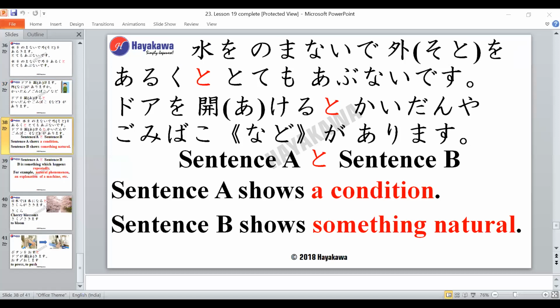So, Mizu o nomanai de soto o aruku to totemo abunai desu. And then Doa o akeru to kaidan ya gomibako nado ga arimasu. So, sentence A to sentence B. Sentence A is showing a condition and sentence B is showing something natural. If you walk outside without drinking water, it's very dangerous, especially during summers. You might just faint. The next one, if you open the door, there's a staircase or a dustbin. It's natural to find something like that outside.